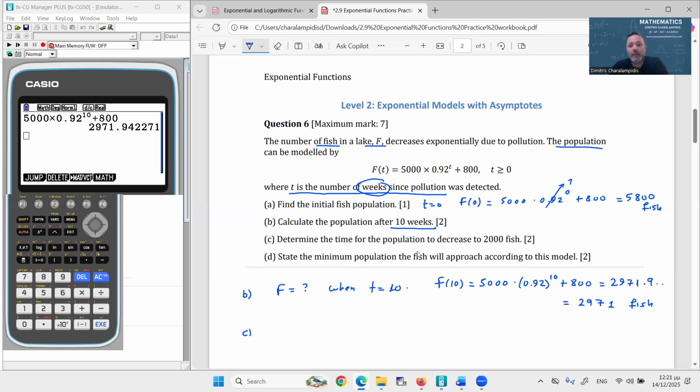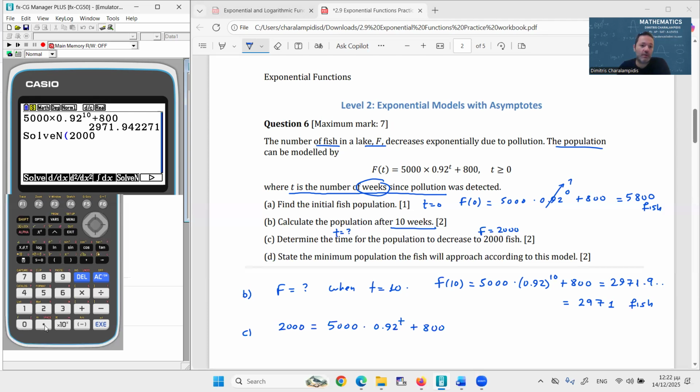Let's move to C. Determine the time for the population to decrease to 2,000 fish. So for F to become 2,000, I'll take this info and plug it in the original equation. So 2,000 equals 5,000 times 0.92 to the power of t plus 800. And I will lead all that to the solver. Option calc solver.